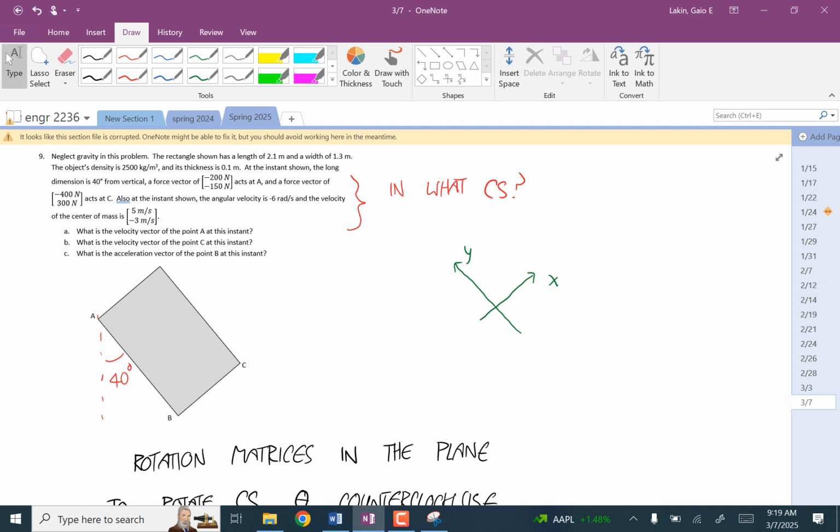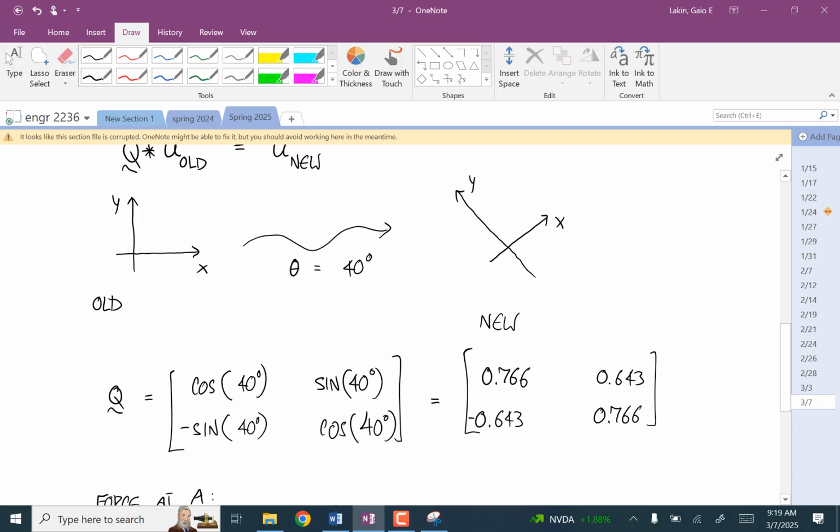Okay, so what about the angular velocity? Well, remember that's a z component of a vector. And so if you're rotating a coordinate system about the z-axis, it's not going to change that z component. So we don't have to rotate that. That value stays the same.